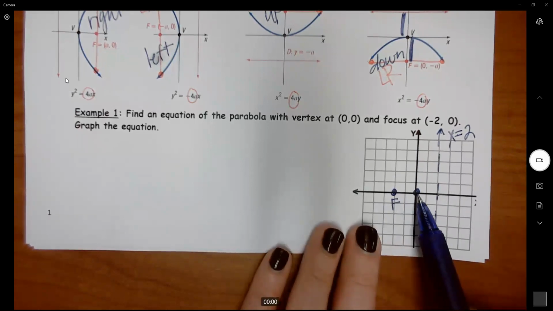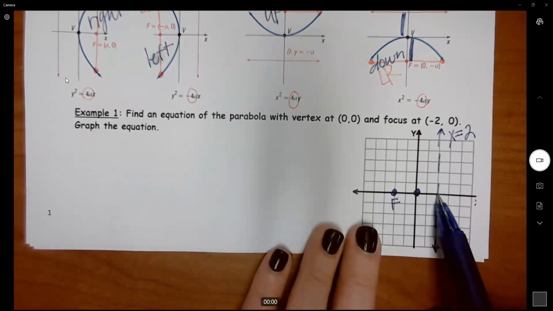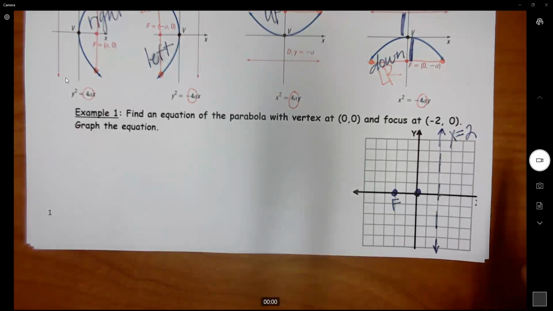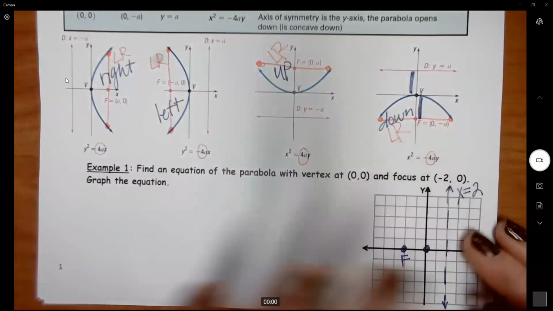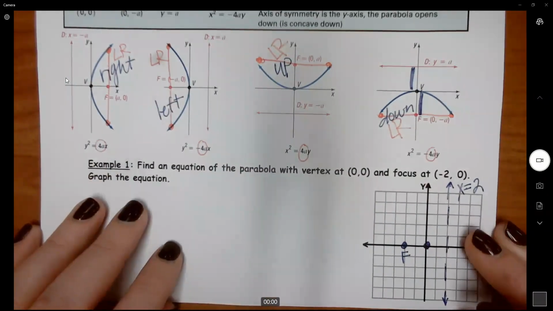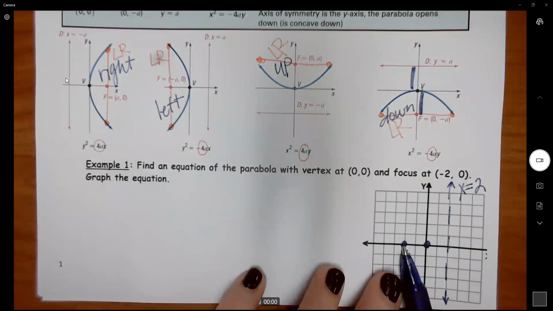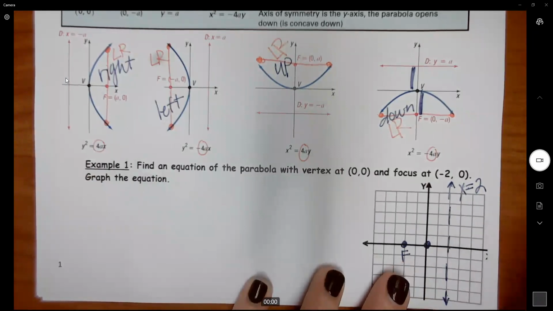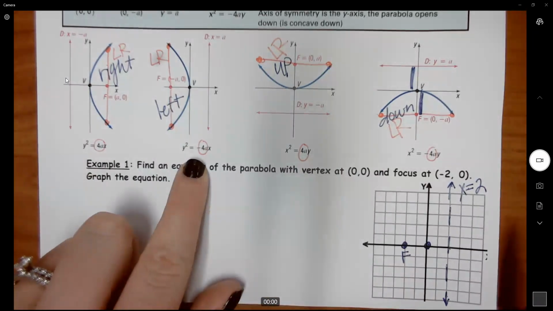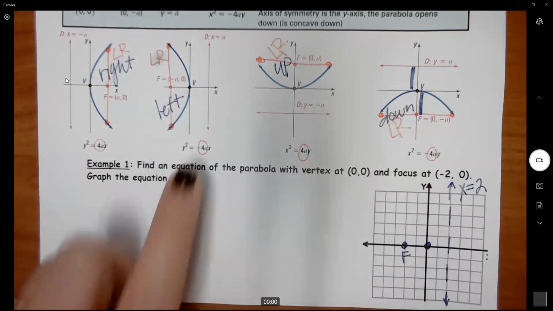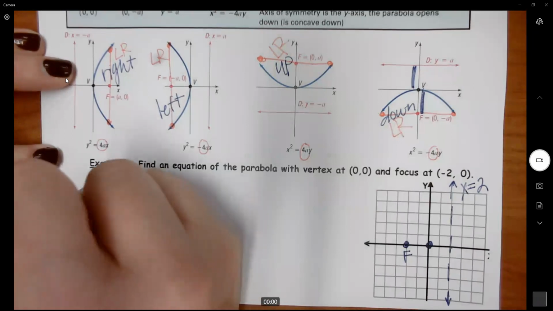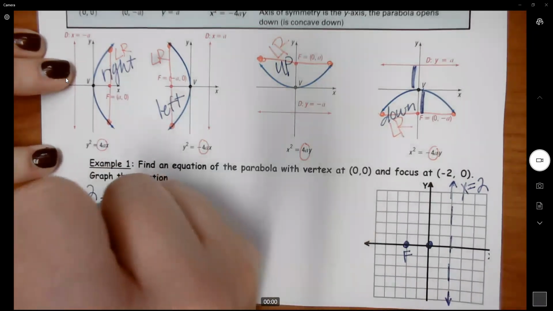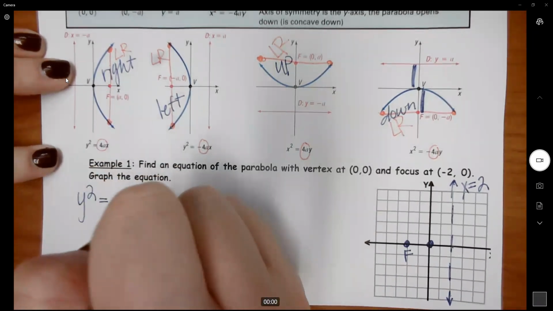Because my focus is 2 units away, then I know my directrix is 2 more units away, going the opposite direction. So now I have to figure out which of these 4 formulas I need. Which one has a focus, then the center, then the directrix over here to the very right? That looks like this one right here. So I am using the equation y squared equals -4ax.